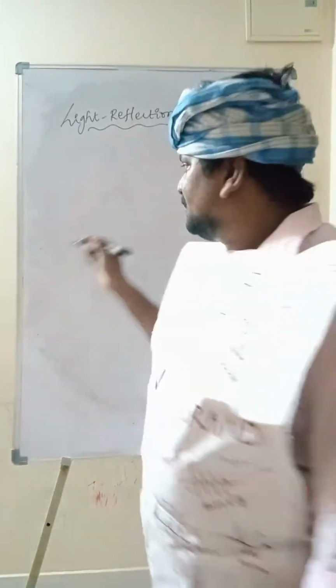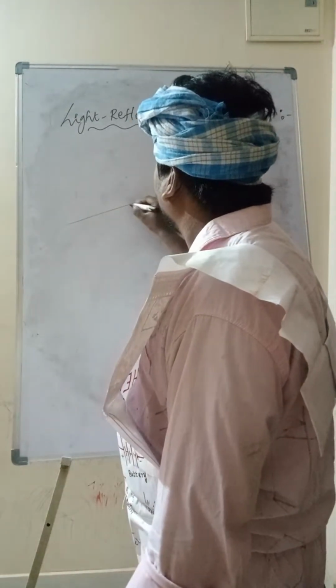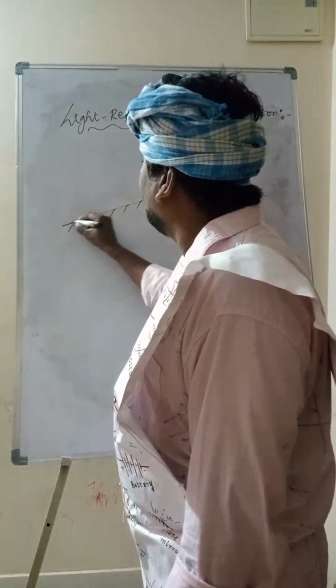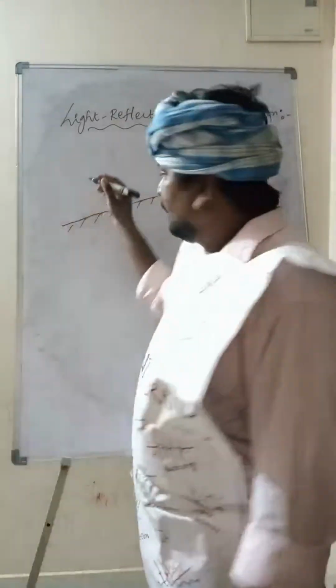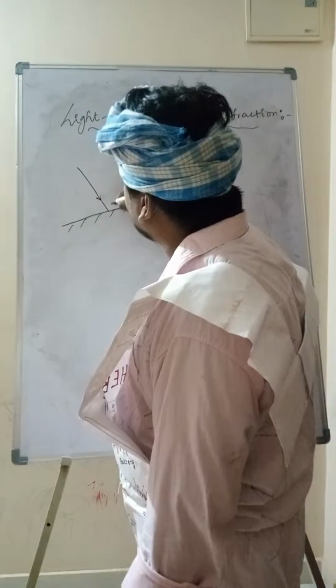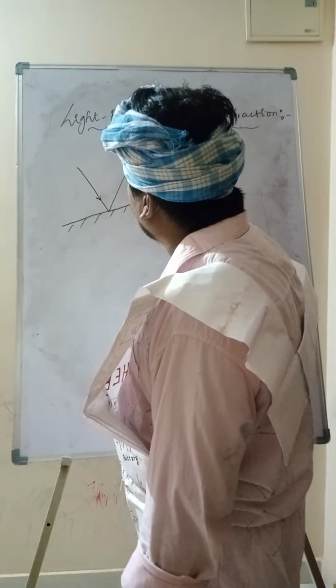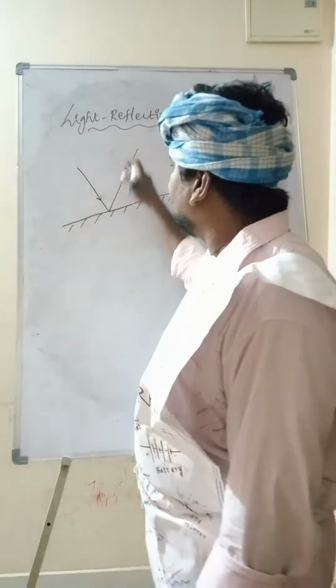Okay, so now we'll talk about reflection of light. Reflection of light. I'm considering this is a plane mirror like this. So on it, light is incident. This is the incident ray, the light which is incident on the surface. This will be the reflected ray.